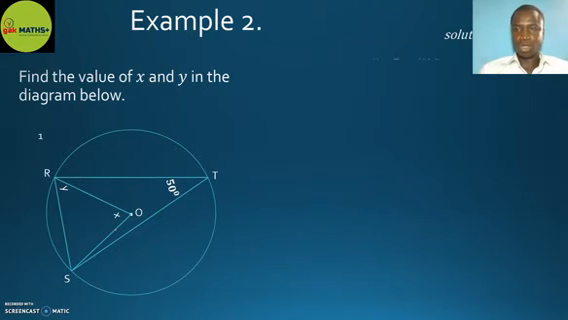Now let's take the solution. Angle x is equal to 2 times angle RTS, and we know the value of angle RTS to be equal to 50 degrees. So we have x equal to 2 times 50 degrees, and that gives us 100 degrees.